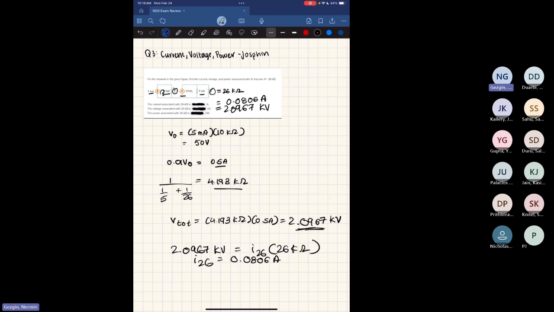Then finally for power, power is just equal to voltage times current. So just using the two values we have, we just multiply them. And that should give us 0.169 kilovolts. Does anyone have any questions over this?